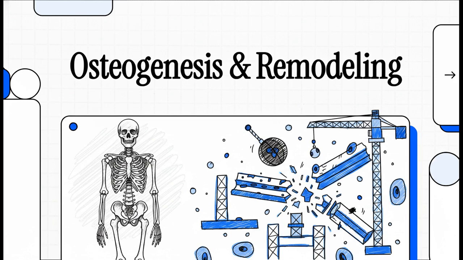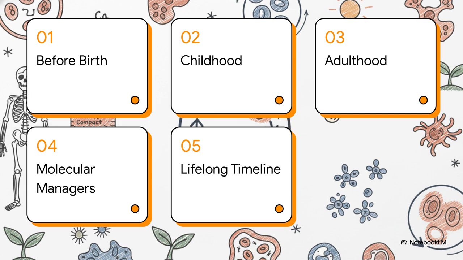We're going to look at the skeleton not as a fixed structure, but as a dynamic, living construction site, one that is literally tearing itself down and rebuilding itself from the ground up every single day of your life. So, here is our roadmap for today. First, we'll cover before birth and bone foundations. Second, childhood and the mechanics of growth. Third, adulthood and the construction site. Fourth, the molecular managers pulling the strings behind the scenes. And finally, we'll map out the lifelong timeline of our bone mass.